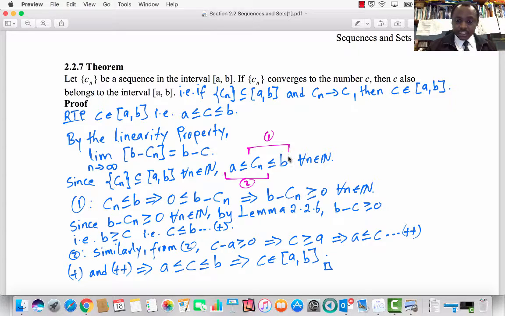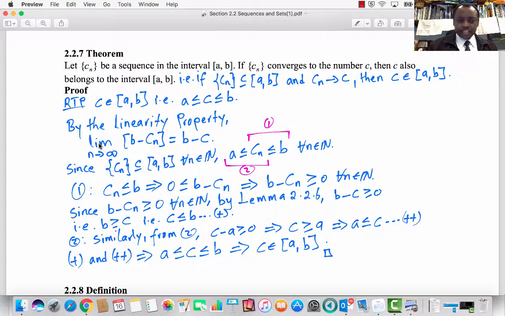Call this inequality here 1 and call this other inequality 2. Let's start with the first inequality. Cn less than or equal to b implies that b minus Cn is greater than or equal to 0 for every natural number n. But we just saw up here that the limit as n approaches infinity of b minus Cn is b minus c. So b minus Cn is going to converge to b minus c. But b minus Cn is greater than or equal to 0 for every natural number n.